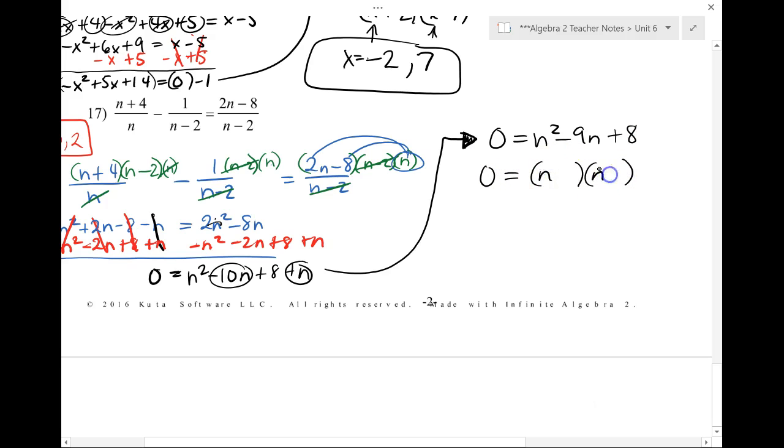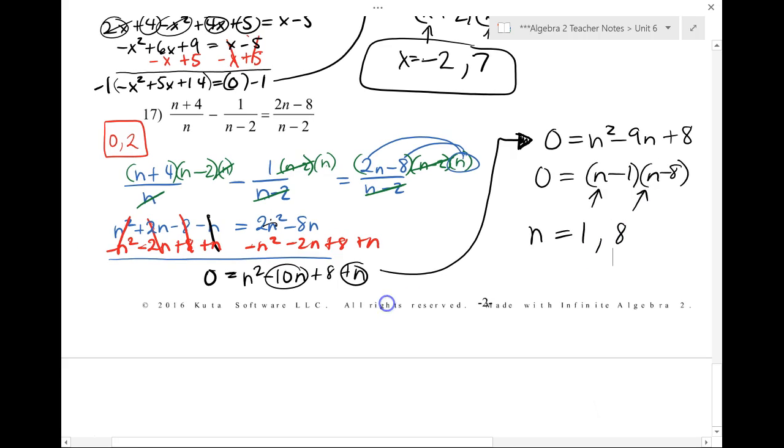Well, let's see. What multiplies to 8 but adds up to negative 9? Probably 8 and 1 would work. And it looks like they're both going to have to be negative in order to add up to negative 9. So now n can be 1, and n can also be 8. Now let's go back to our extraneous values. Is it either 0 or 2? It is not. So both of those are good. Okay, that's it.